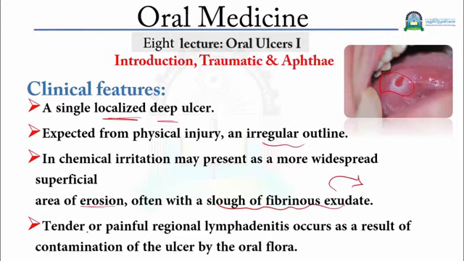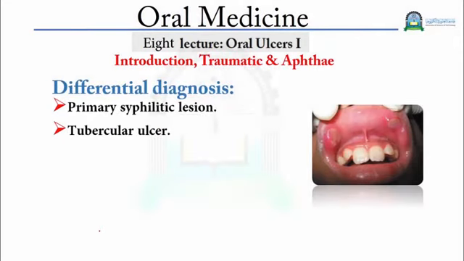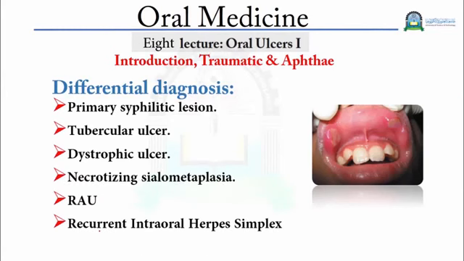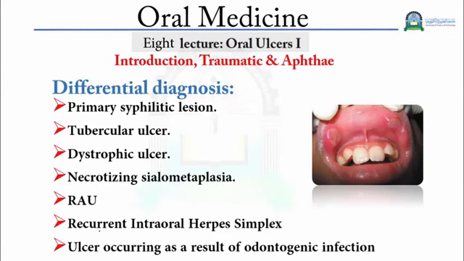It will be tender or painful, with regional lymphadenitis due to these ulcers, also as a result of contamination of the ulcer by the oral flora. So the ulcer in the oral cavity is exposed to many types of gram-positive and gram-negative bacteria. This may lead to infection and present as lymphadenopathies.